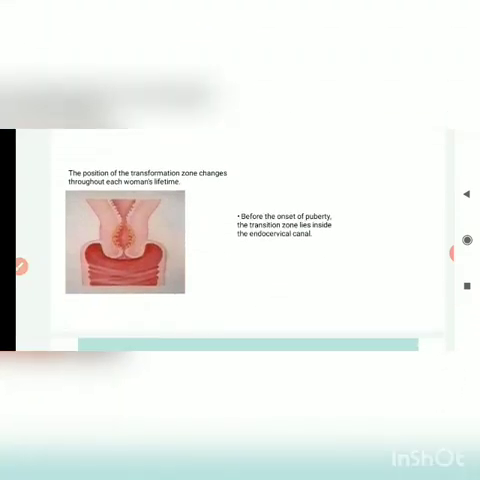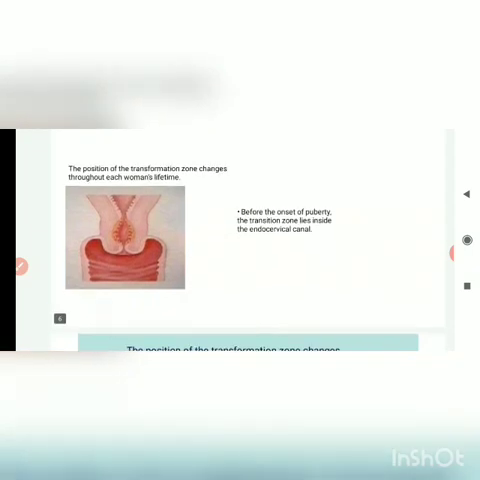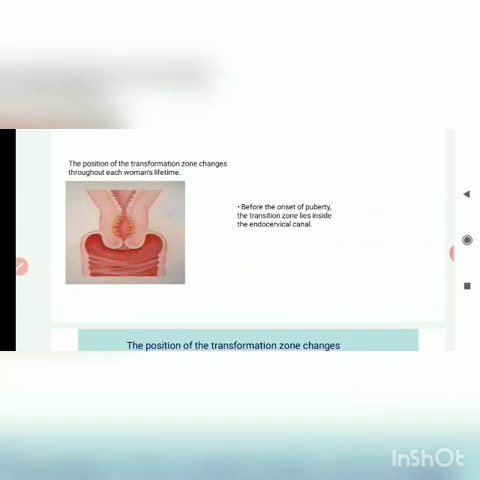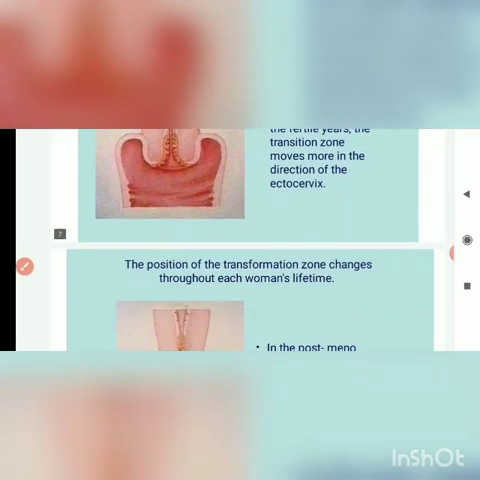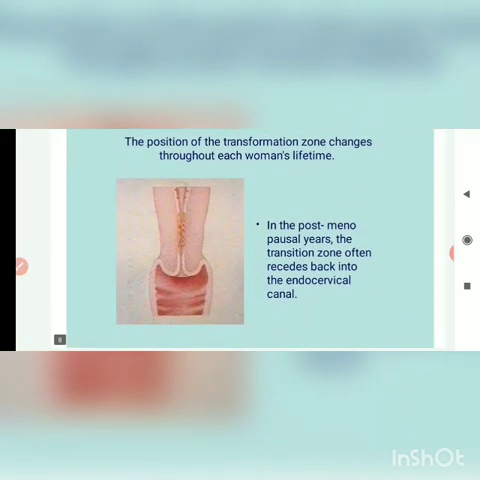Now see here, before puberty the transformation zone will lie inside the endocervical canal. After puberty also it will lie inside the endocervical canal, but in between it will be outside, in the ectocervix.